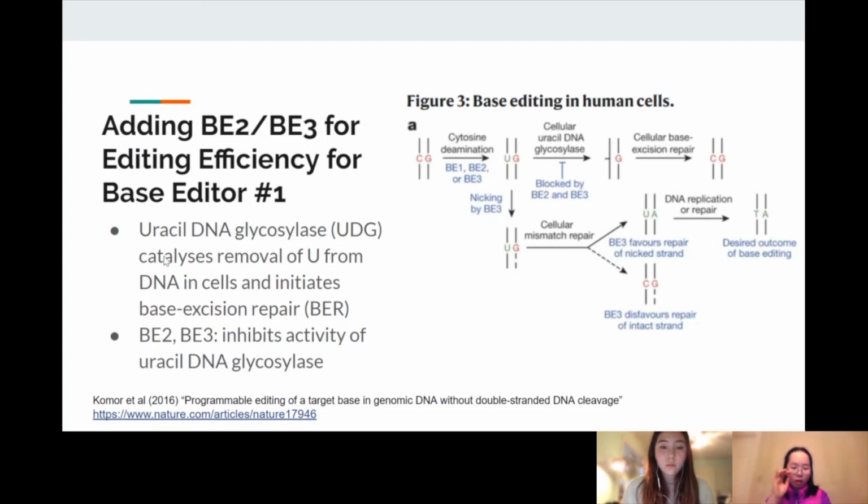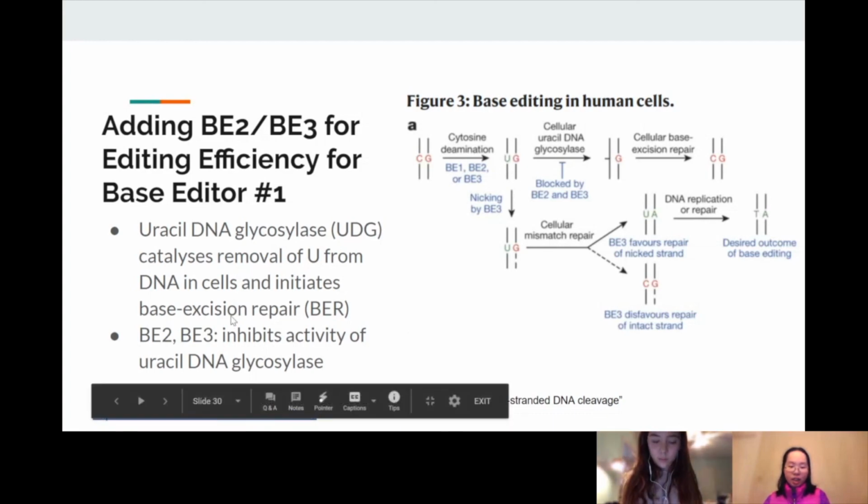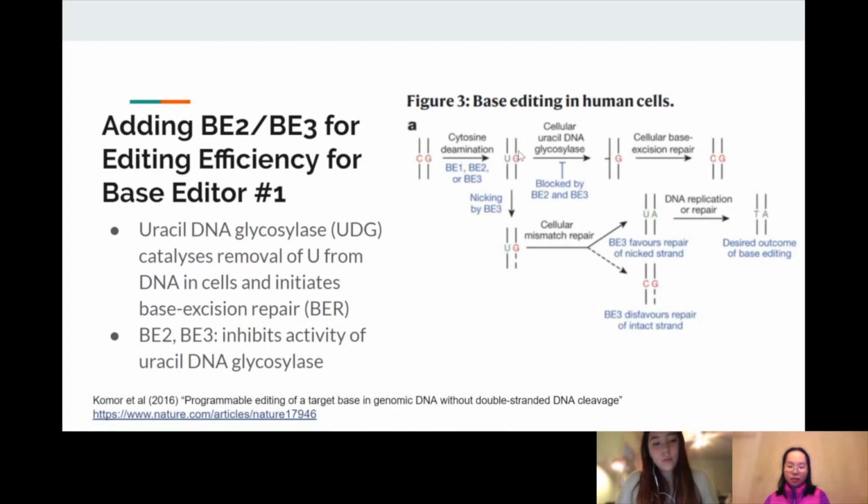And the reason is because, now, when you have cytosine deamination, you turn that C into a U. But normally, the cellular uracil DNA glycosylase catalyzes the removal of the U in DNA because uracil is not supposed to be in DNA. So the cell knows it's a mistake. And it initiates base excision repair. So all that work you put in to try to get a U, to get that base change, it's gone because this glycosylase over here snips out that U and changes it back to CG. Now, we don't want that to happen.